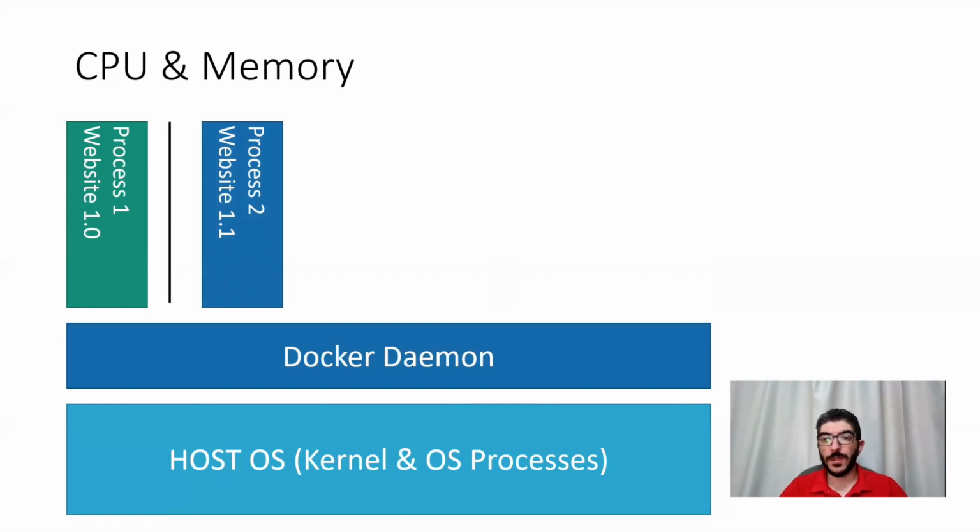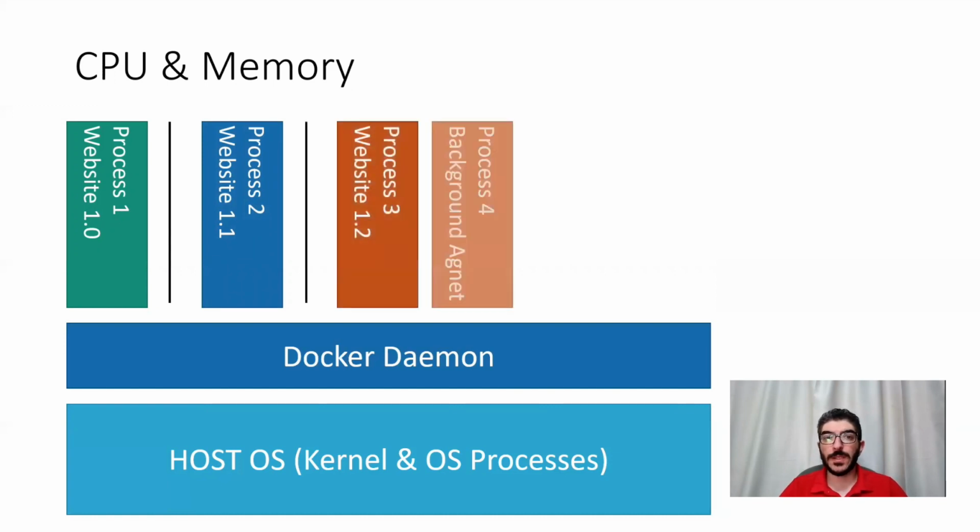When I tell it to start container 3, let's say in this case, container 3 contains 2 processes. A container is not associated with a single process. It's a level of isolation as we spoke earlier. So in this case, process 3 is the website, and process 4 is a background agent that runs in the background. It's a different process, but both of them share the same space.